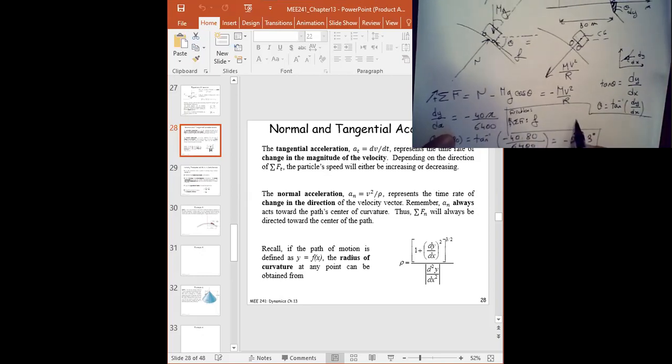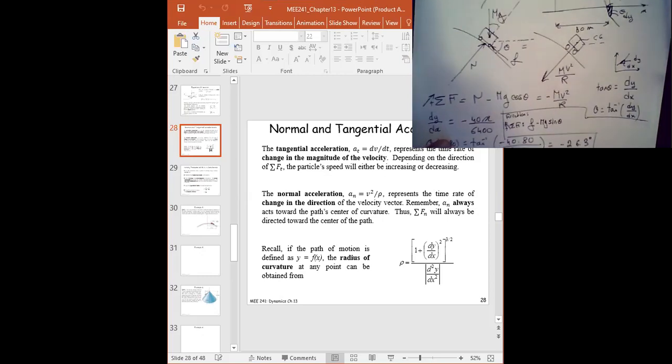Okay. F minus mg sine theta equals what? Equal to 0. Why? Because we don't have any acceleration along the curve, right? Or along the movement. So the friction is equal to mg sine theta.